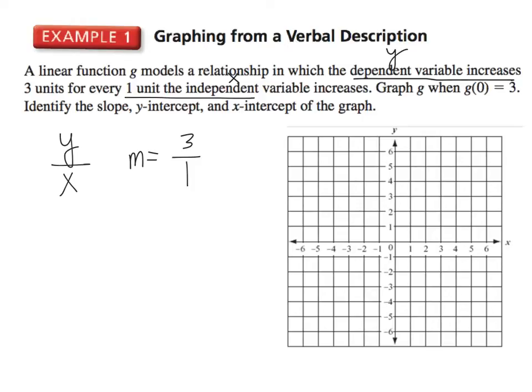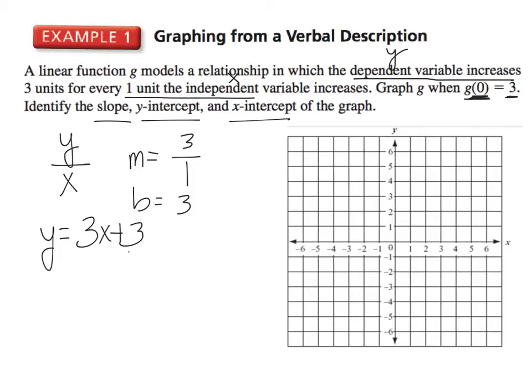Now, it says graph g when g of 0 is 3. So that means this function at the value of 0 is 3. That means that's my y-intercept. So my equation would be y equals 3x plus 3. There you go. So what's my slope? My slope was 3. What's my y-intercept? It's 3. What's my x-intercept? Well, you can graph this. My slope is 3, so up 3, right 1. Or I can go down 3 units, left 1.